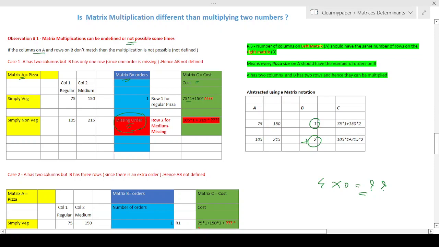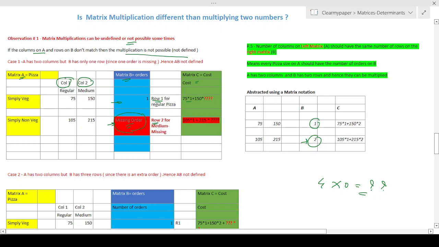the matrix on the leftmost, A, the number of columns, so here the number of columns is 2, column 1 and column 2. If the columns on matrix A and the rows on matrix B, the rightmost matrix, here this is row 1 and this is row 2, if the columns on the leftmost matrix do not match the rows on the rightmost matrix, then the multiplication is not possible. Let me repeat it once again.